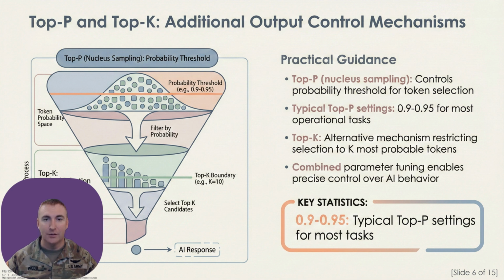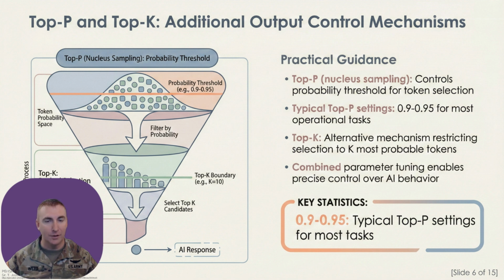Top P, also known as nucleus sampling, controls the probability threshold for token selection. This setting directs the model to select from the smallest token set whose cumulative probability exceeds threshold P. Typical settings range from 0.9 to 0.95 for most operational tasks. Top K restricts the model's selection to the K most probable tokens, regardless of their combined probability. For example, Top K set to 40 limits consideration to the 40 most likely next words.